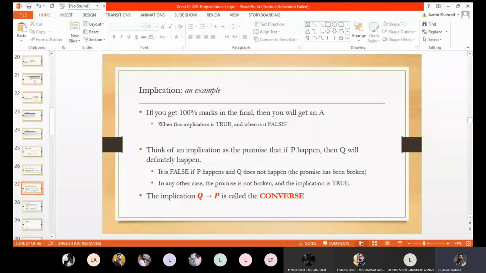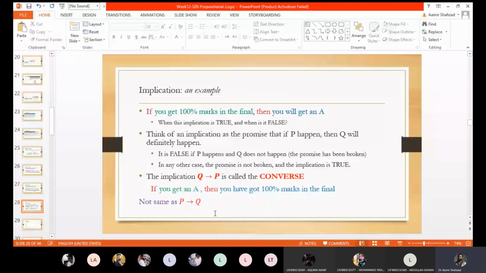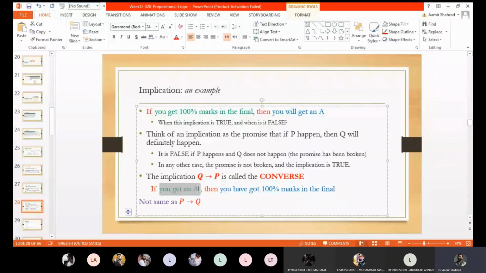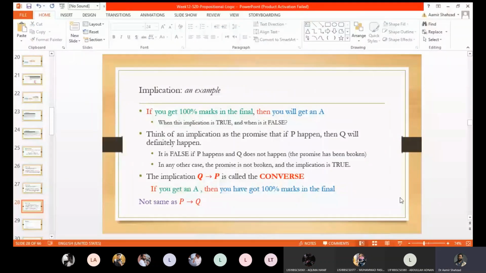For example, the above statement: if you get 100% marks in the final, then you will get an A grade. That is P implies Q. If we write it in the form Q implies P, it becomes: if you get an A grade, then you have got 100% marks in the final. What was the result earlier became the hypothesis. If your grade is A, it means you have got 100% marks in the final.